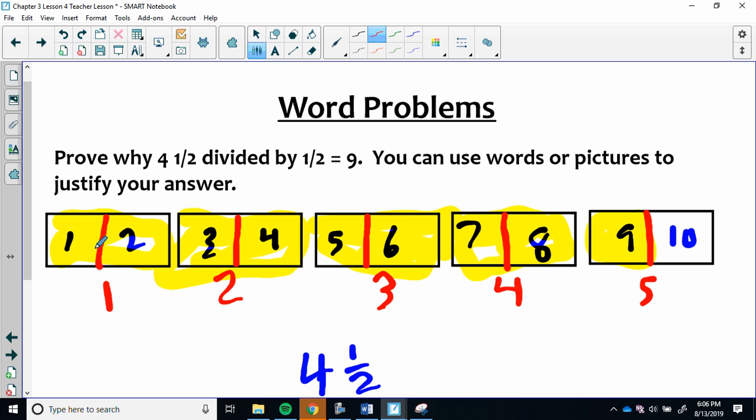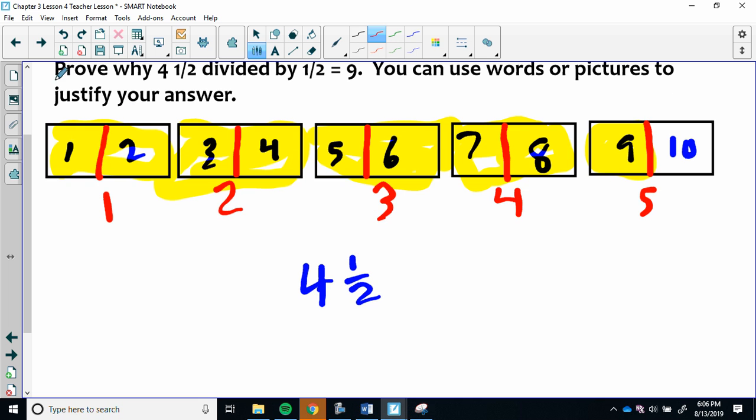Now, each one of these that are in yellow is a half, and they want to know why is 4.5 divided by 1/2 9? Well, if you count the boxes, 1, 2, 3, 4, 5, 6, 7, 8, 9. So there is why 4.5 divided by 1/2 is 9.